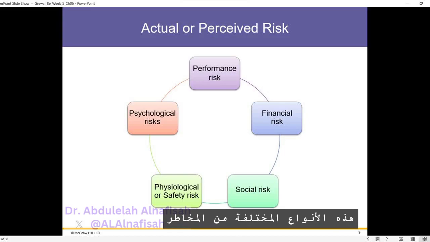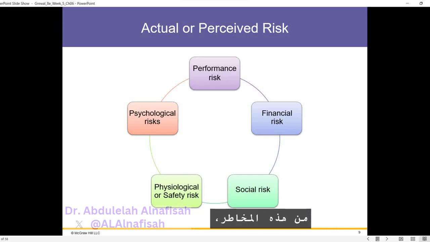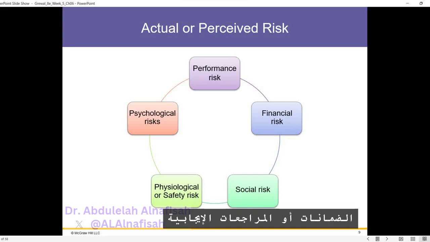These different types of risks can significantly influence consumers' decision-making processes. In response, marketers can employ strategies to mitigate these risks, such as offering product guarantees, warranties, positive reviews, or testimonials, emphasizing product safety features, and providing a hassle-free return or refund policy. By addressing consumers' concerns and minimizing perceived risks, marketers can help facilitate purchase decisions and build trust with their target audience.